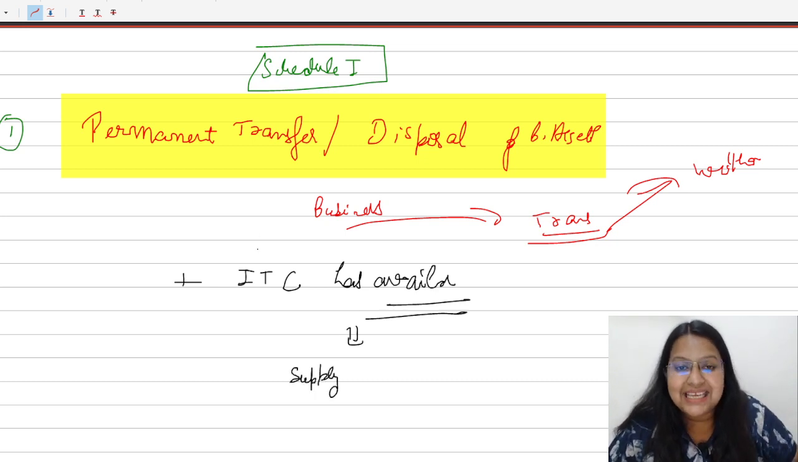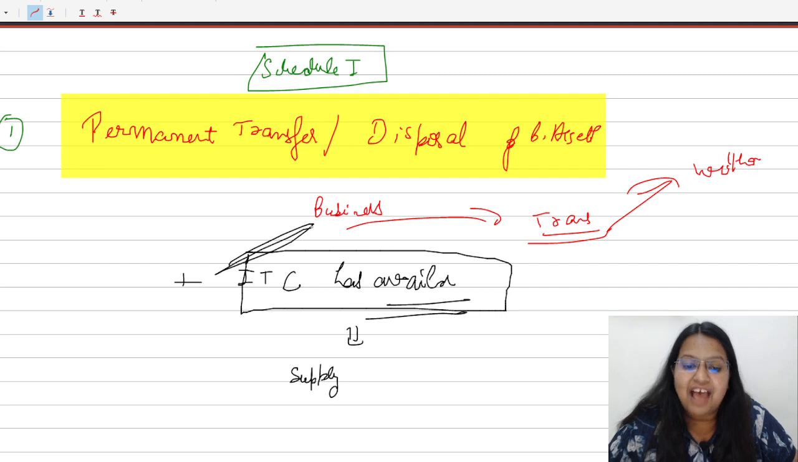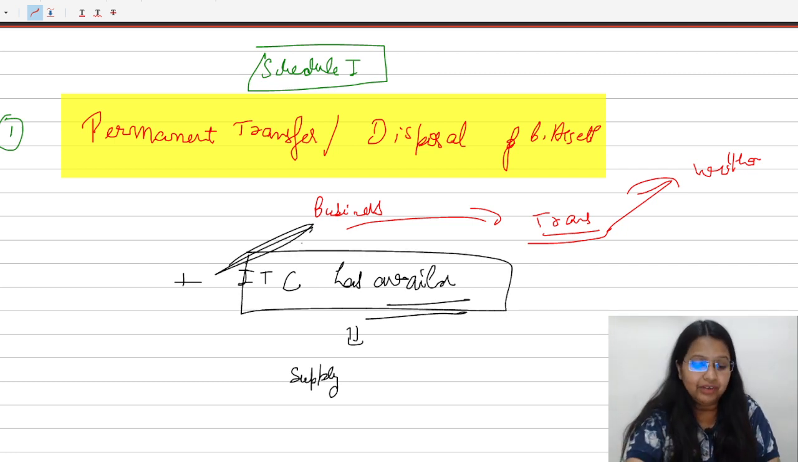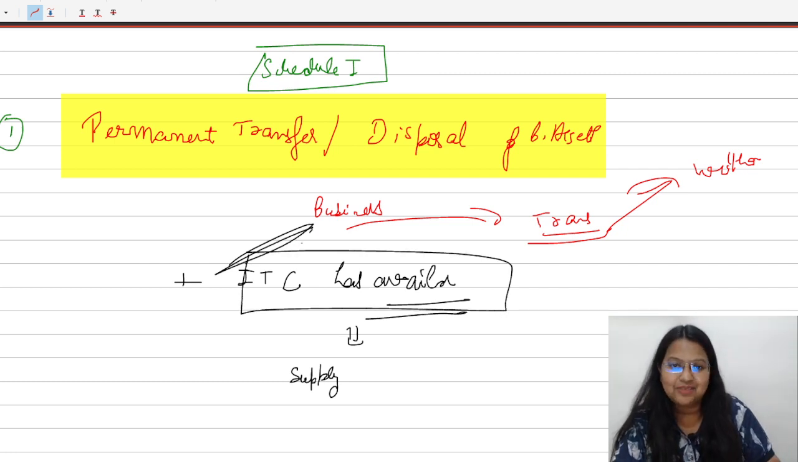Okay, so what is the key point here? That the ITC must have been availed. If ITC has not been availed, there will be no GST in this particular case.